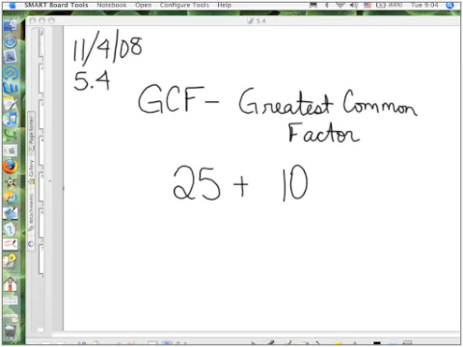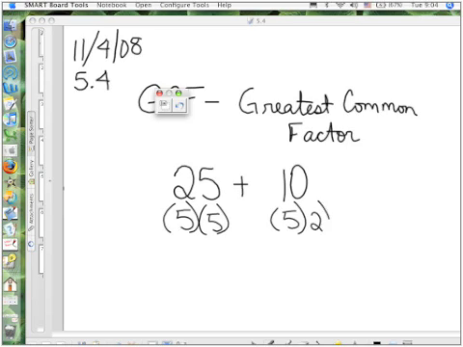So tell me, what are factors of 25? What two numbers could I multiply and get 25? 5 and 5. We're going to do prime factors other than 1. And what are factors of 10? 5 and 2. Now, would everyone agree that this is still, when you put it all together, 35? Yes, so I haven't changed the problem at all. I've just changed the looks of the problem.